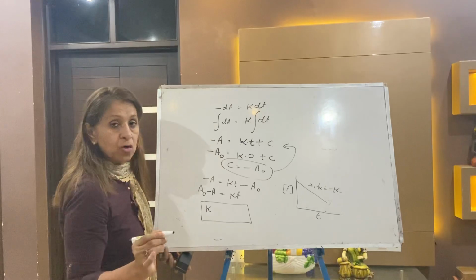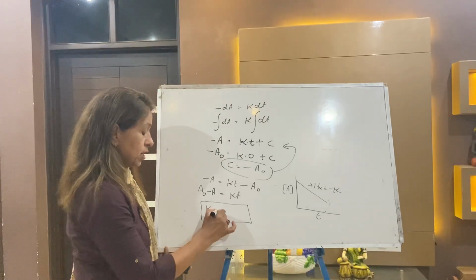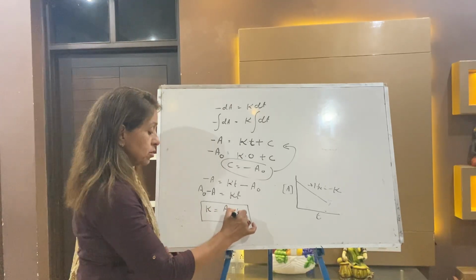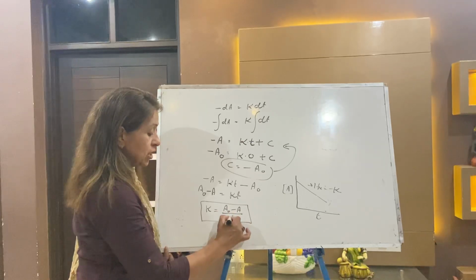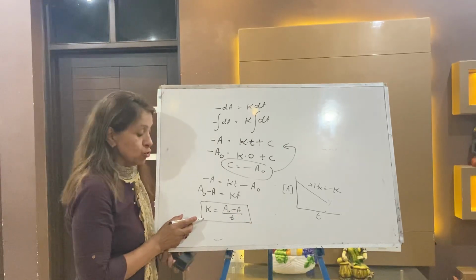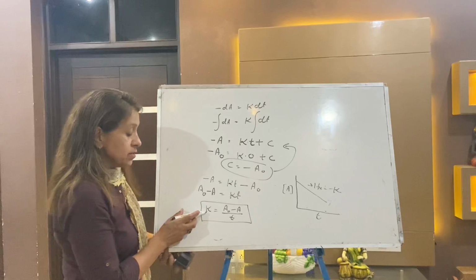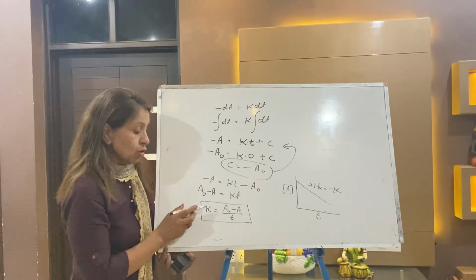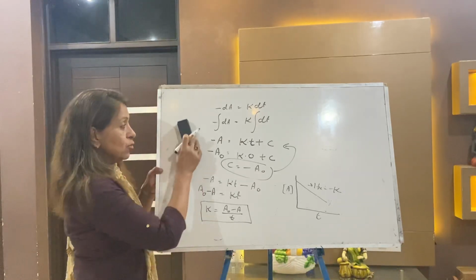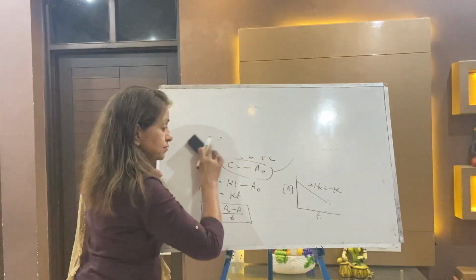K is the rate constant of the zero order. K is equal to A naught minus A by T. Remember this formula, we will use it in the numerical. And K is the rate constant of the zero order reaction. So we have calculated up to the rate constant.